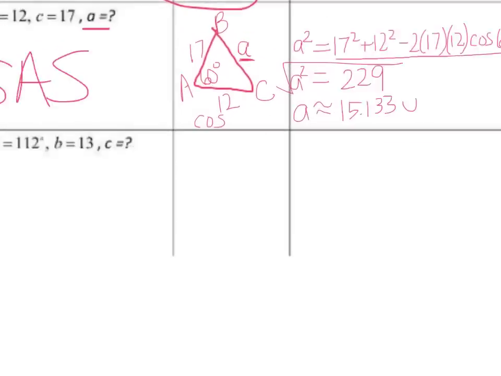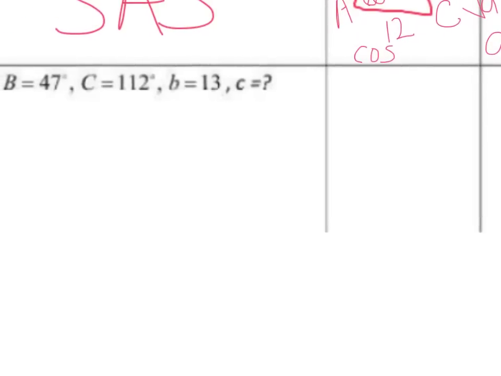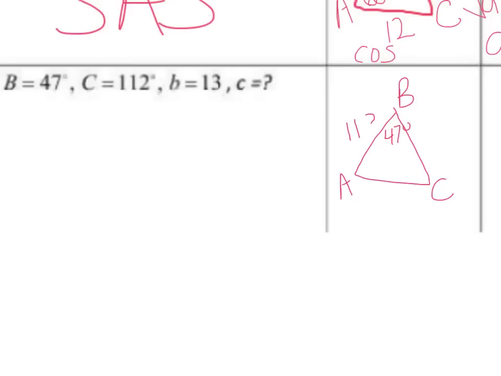All right, looking at the next one. Again, you want to go ahead and draw a picture of the triangle. Same situation, angle A is opposite side A. It really doesn't matter how you draw it. In this case, I'm given angle B is 47 degrees, and angle C is 112 degrees. Really, whenever you're given more than one angle, you should automatically know that that's going to be law of sines. And side B is 13.